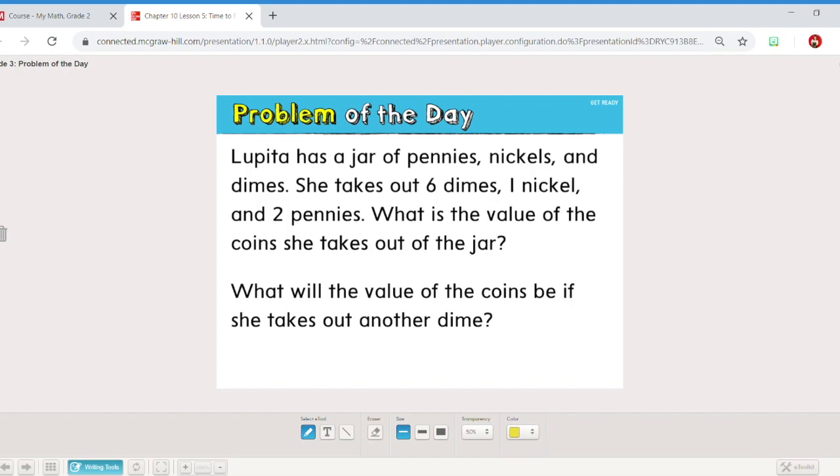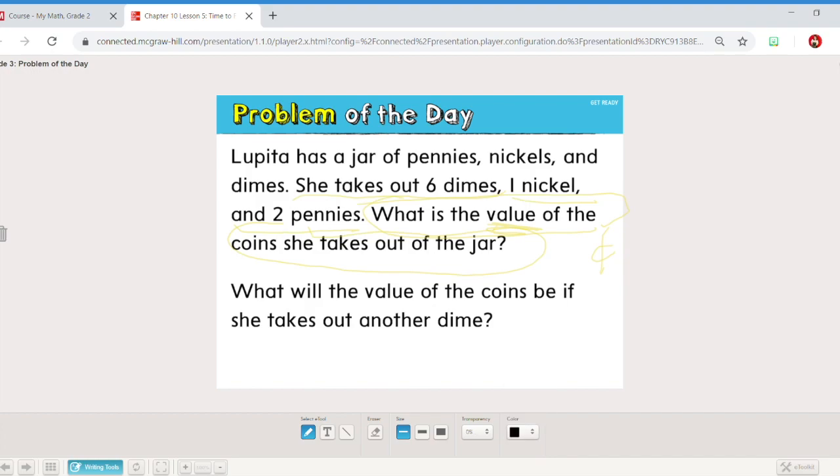Lupita has a jar of pennies, nickels, and dimes. She takes out 6 dimes, 1 nickel, and 2 pennies. What is the value, that's our question, so I'm going to circle it, of the coins she takes out of the jar? So if we want to find the value, we want to know the amount. How many cents does she have? We don't want to know how many coins altogether. We want to know the amount.